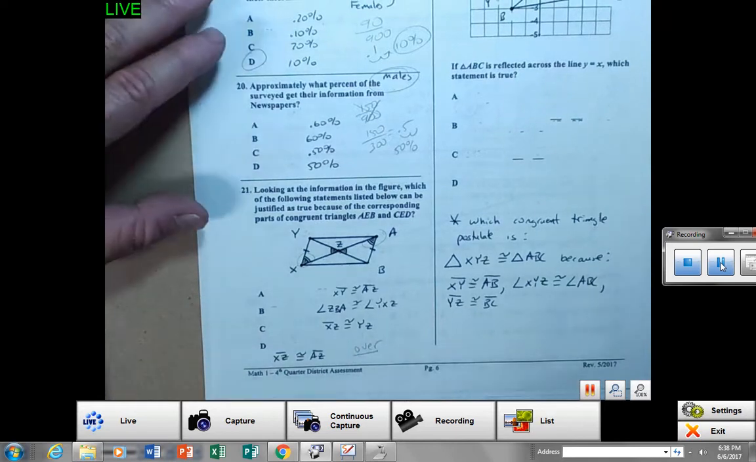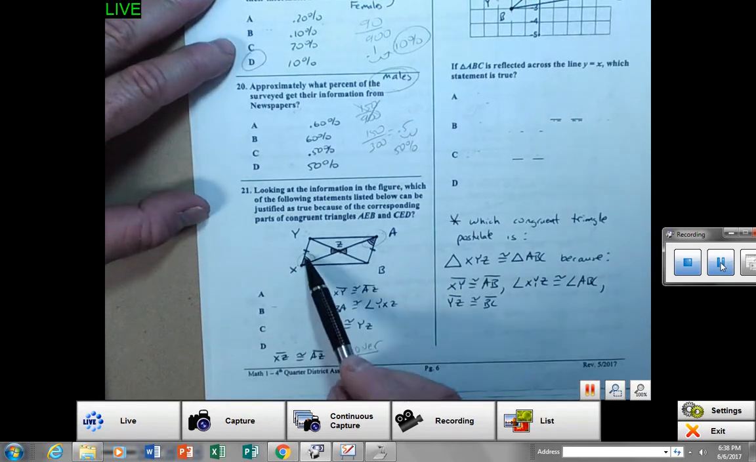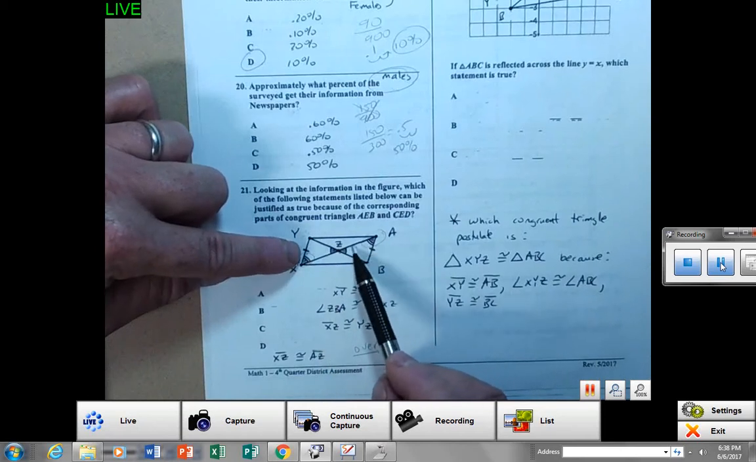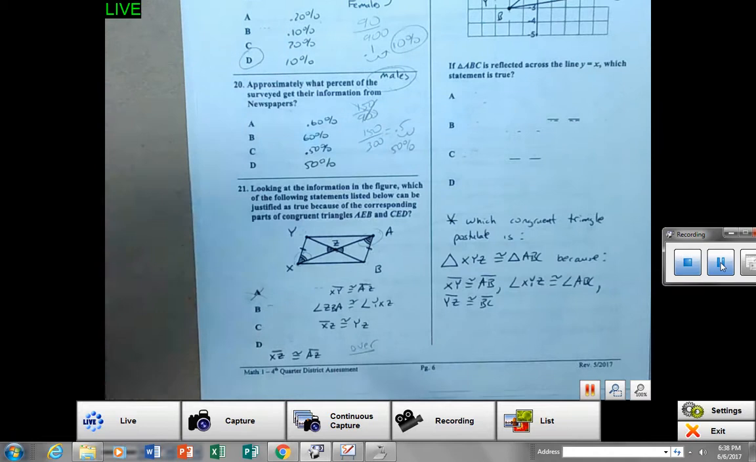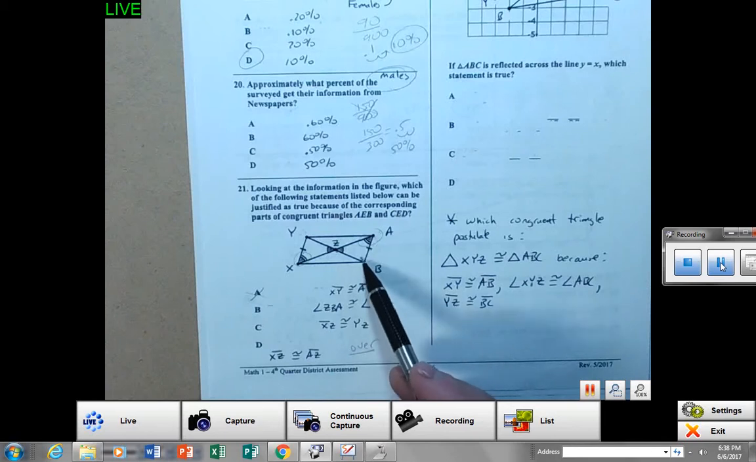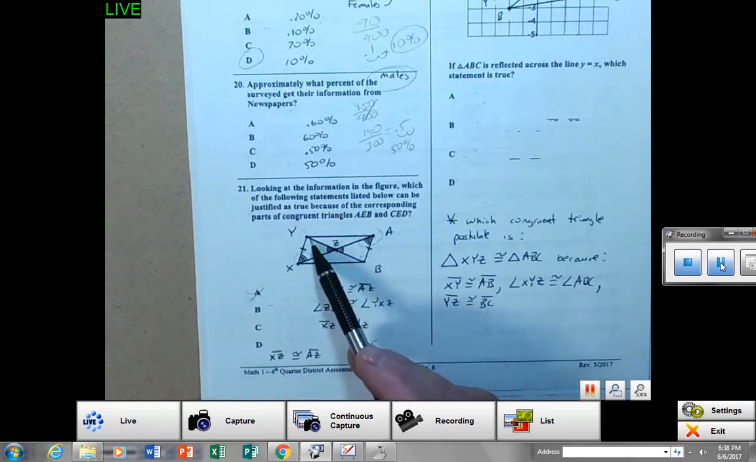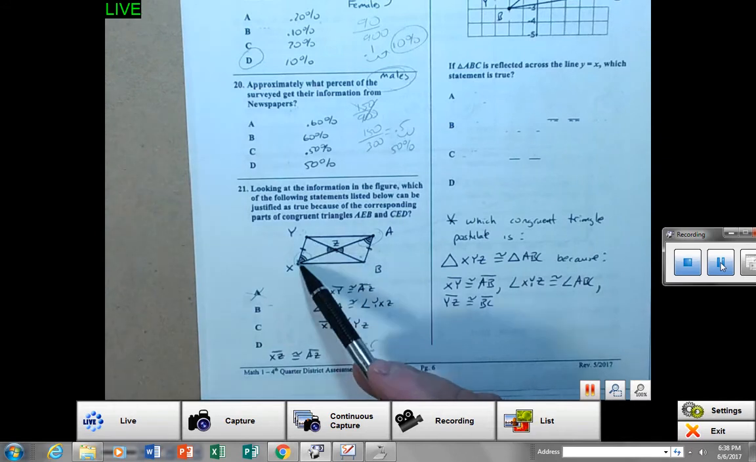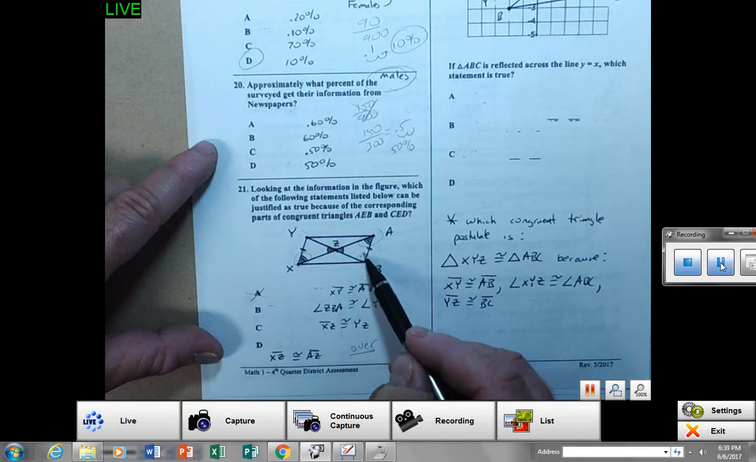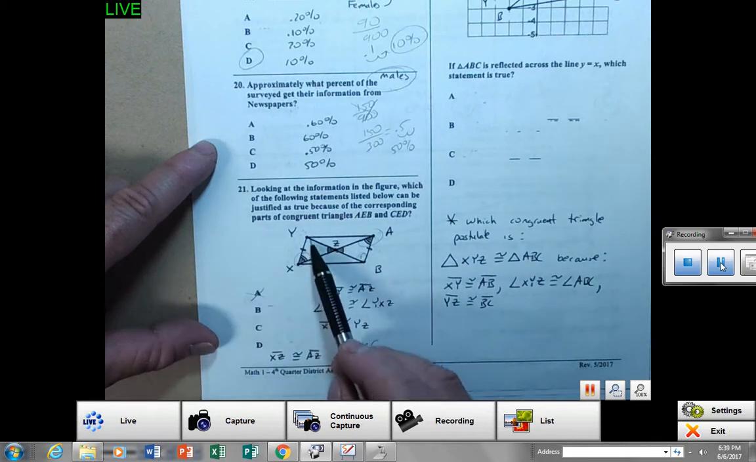So for this problem, saying XY, this length, is equal to length AZ. That is not true. These are not equal. They don't have lines there. For B, this says angle ZBA, this angle right here, is equal to angle YXZ. So angle ZBA, in that order, ZBA, that means the angle right between them, ZBA, that's this angle right here. Angle YXZ is this one.